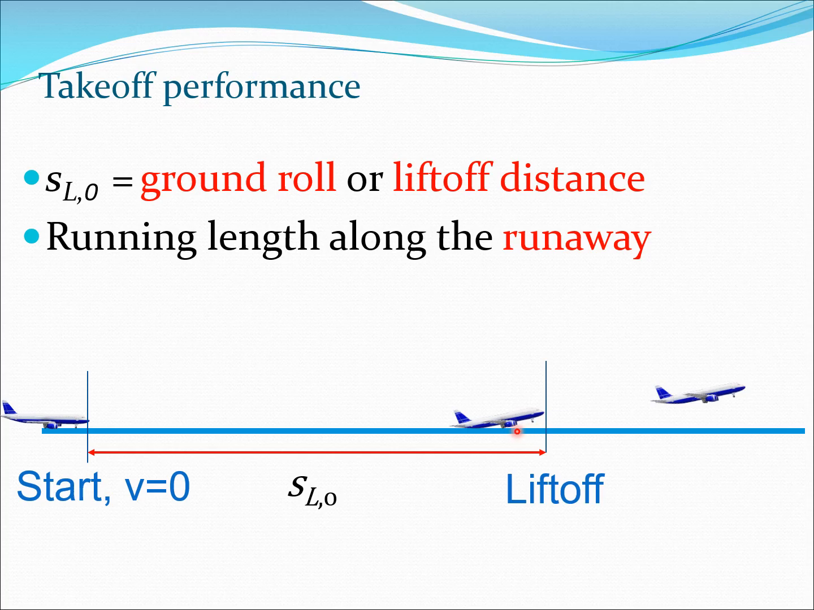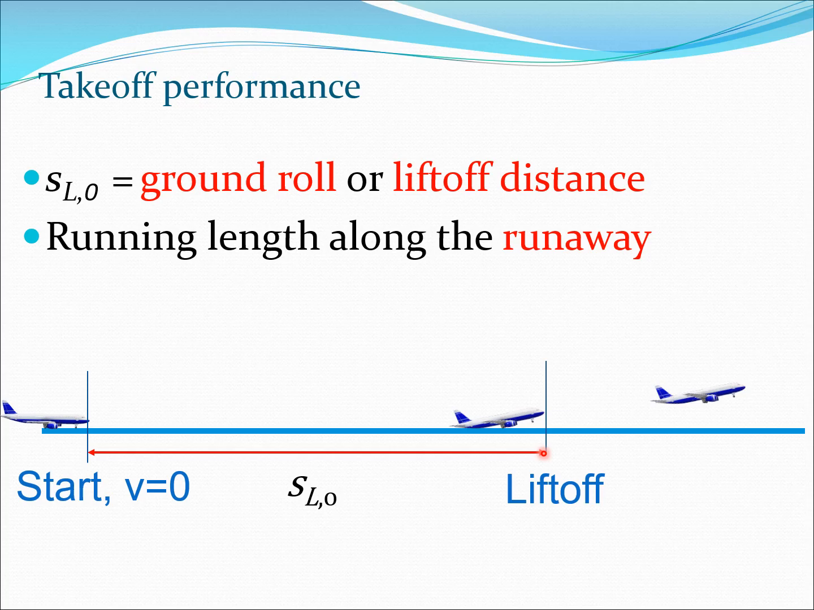So essentially the lift off would mean that both the front wheel and the back wheel have departed from this landing strip, and beyond that the aircraft is actually flying in air. So we can call this distance S_LO the ground roll or lift-off distance. So LO here can stand for lift-off, and essentially this lets you calculate to some extent the runway length which has to be there. This is the running length along the runway.